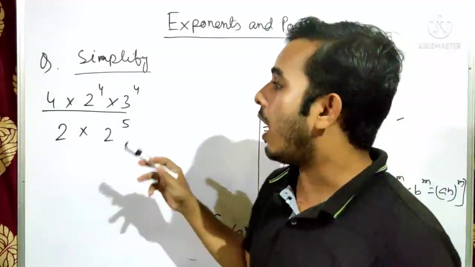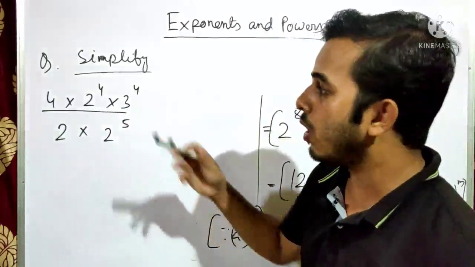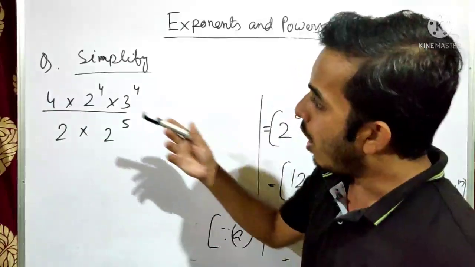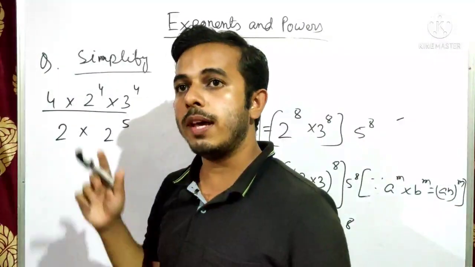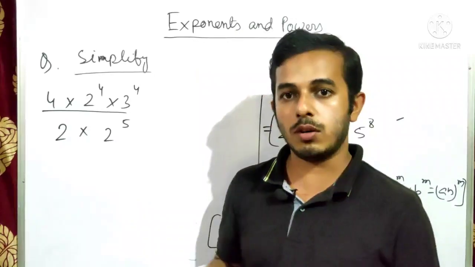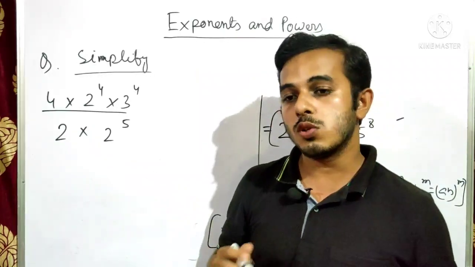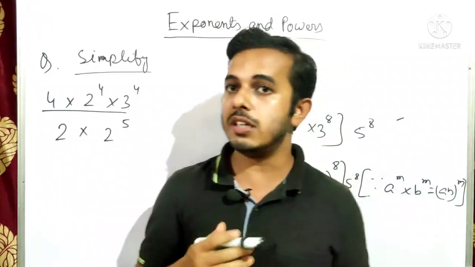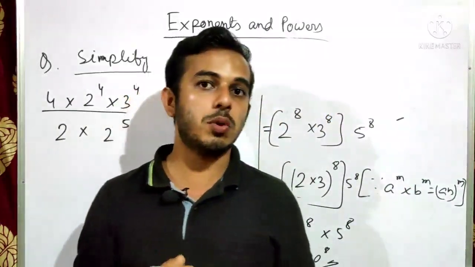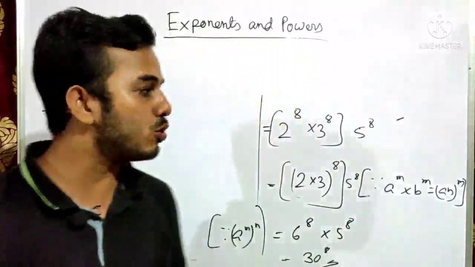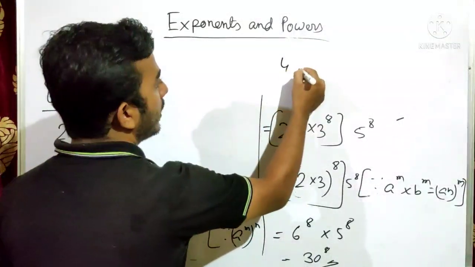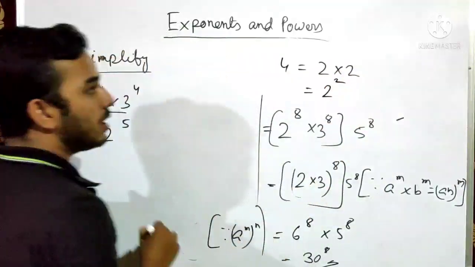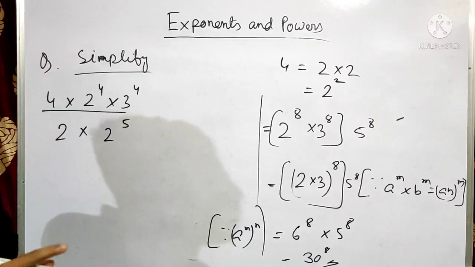If there was base 2, we could easily solve the exponents, but here the base is 4. So to solve that we have to make the 4 into base 2, isn't it? If we try to make 4 in exponential form where its base will be 2, it can be written as 2 power 2, because we know 4 can be written as 2 into 2, and 2 into 2 means 2 power 2. So in place of 4 we will write 2 power 2.